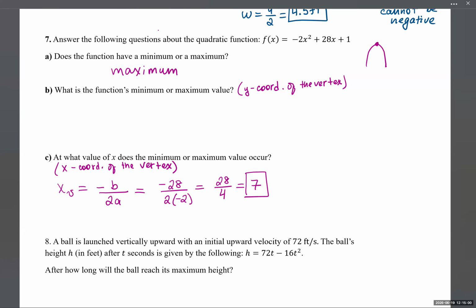What is the minimum or maximum value? That is the function value at 7. So you take that number that you found in part C and plug it into the original function. So that's negative 2 times 7 squared plus 28 times 7 plus 1. And if you calculate it out, you should get 99 as your maximum value.